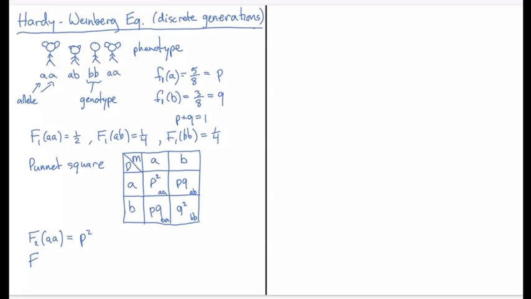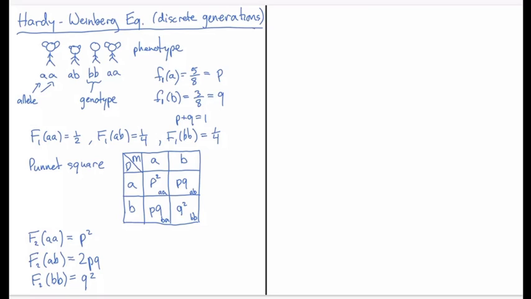The frequency of seeing ABs, well, some of those ABs will have gotten their A from mom and some from dad, so we have to take into account both this square here and this square here, and we get 2 times PQ. And then F2 of BB, similar to the first one, is just now going to be Q squared.